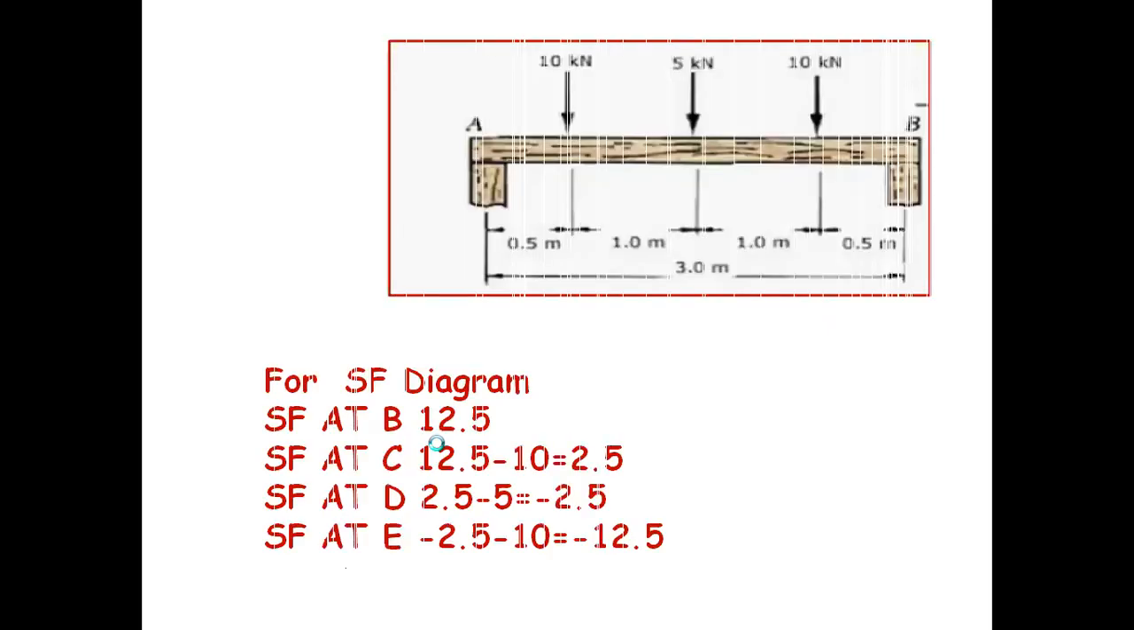Here we can see that for the SF diagram, we have already found RA is equal to 12.5. Then here RB is equal to how much? RB is equal to 12.5.